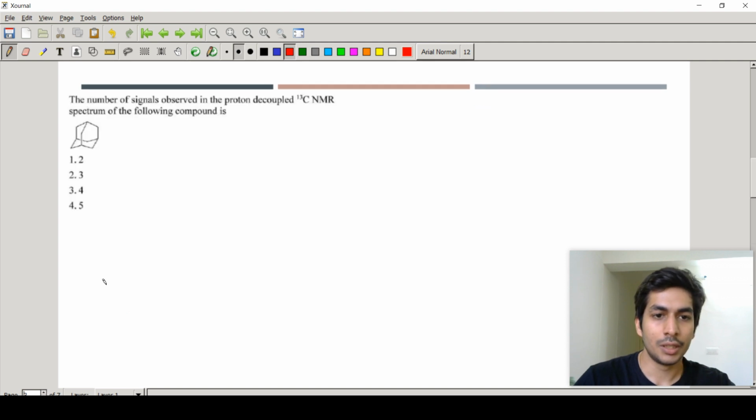Okay, the next question is based on your 13C NMR, again a 2 marker. So this molecule that is given to us over here is called adamantane. I'll draw the structure over here for adamantane. I'll just enlarge the structure. So this is the structure of adamantane.